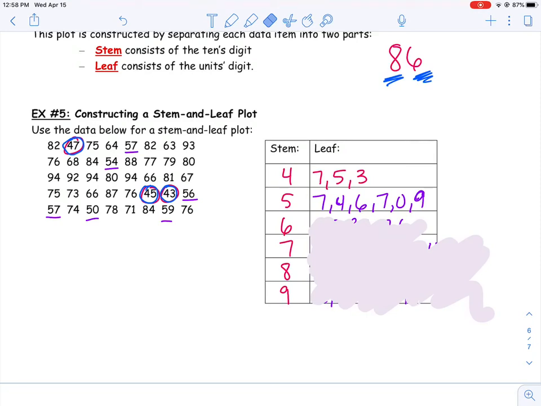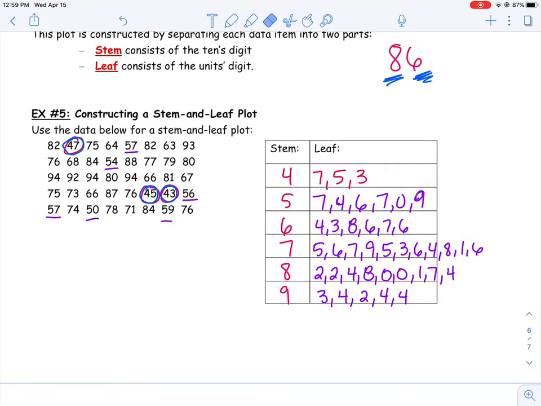I didn't miss anything, did I? Okay, so you should have the same stem and leaves as I do, representing all of the 50s. Pause the video, do the same thing for the 60s, 70s, 80s, and 90s, and then come back and see if we have the same numbers and we didn't miss anything.